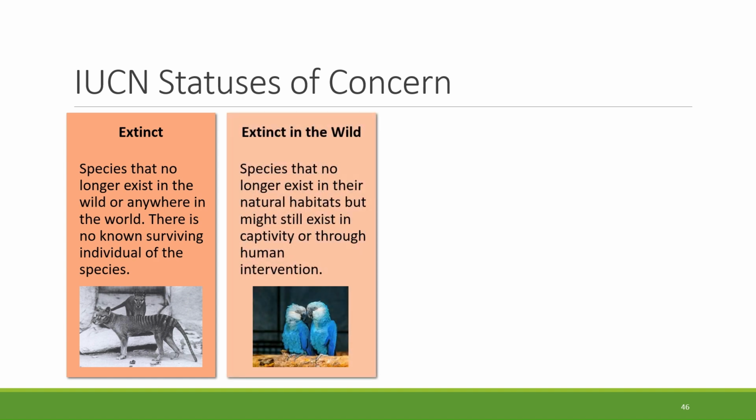One small step down from that category is extinct in the wild. These are species that no longer exist in their natural habitats, but they still exist in captivity or through human intervention. So one example of an animal in this category is Spix's macaw, which is a parrot that was native to Brazil and has been extinct in the wild since 2019, although there are some birds that are still cared for by conservation organizations or zoos, and efforts are being made to try to reintroduce them to the wild.